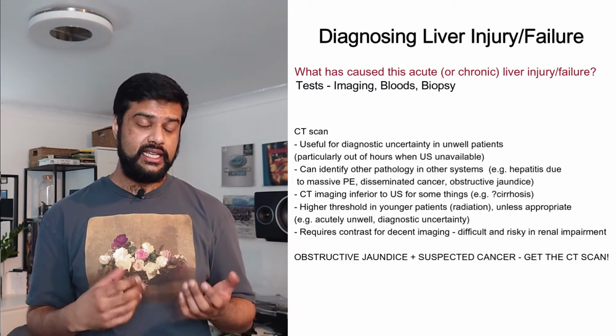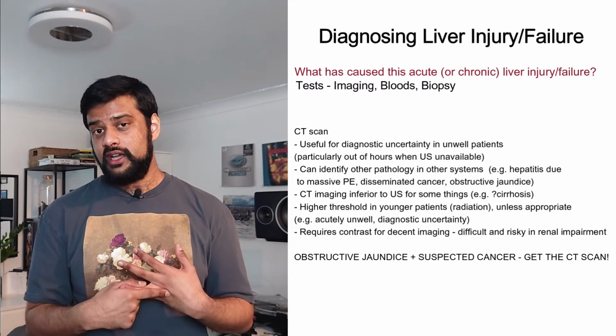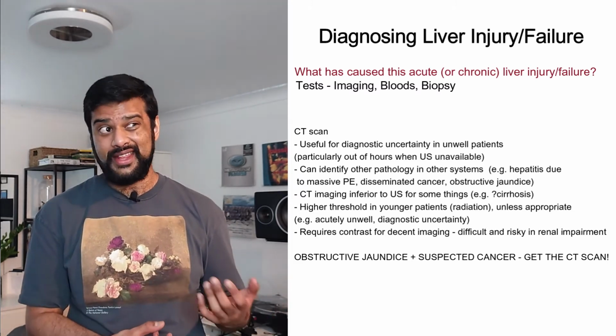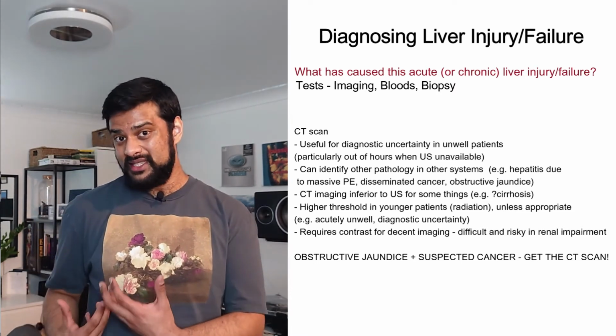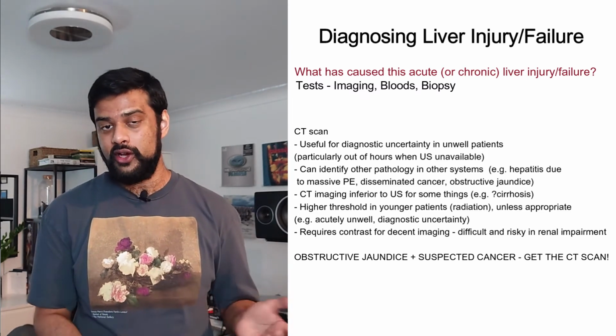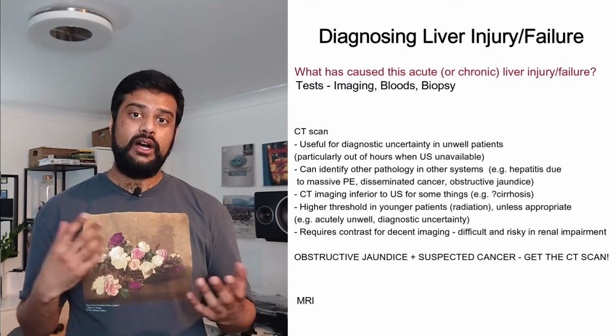CT scan is useful, particularly if you suspect that there is a malignancy. If the patient comes in acutely unwell or overnight, for example, you don't have access to ultrasound and you're just worried about them, you don't know if there is an infection there or an abscess or an obstruction, for example, and you just need to get to the bottom of what's going on, a CT scan may be appropriate. And then you get your MRI, so an MRCP.